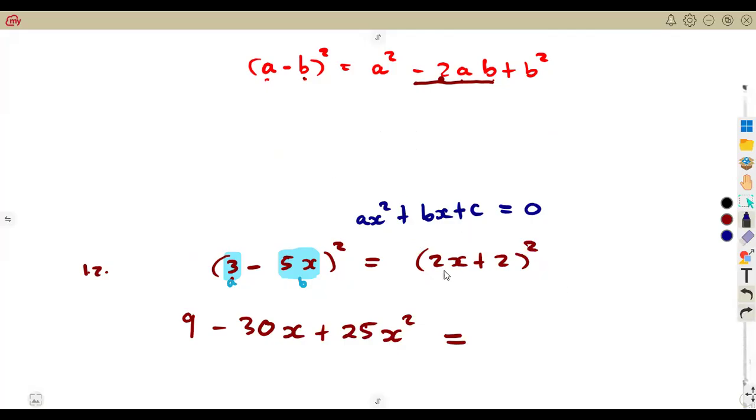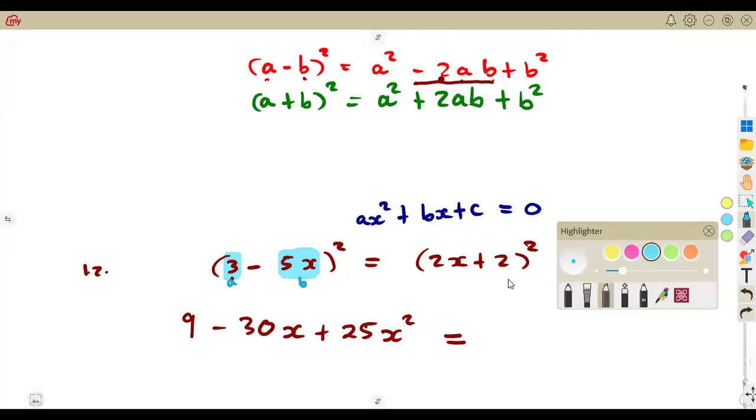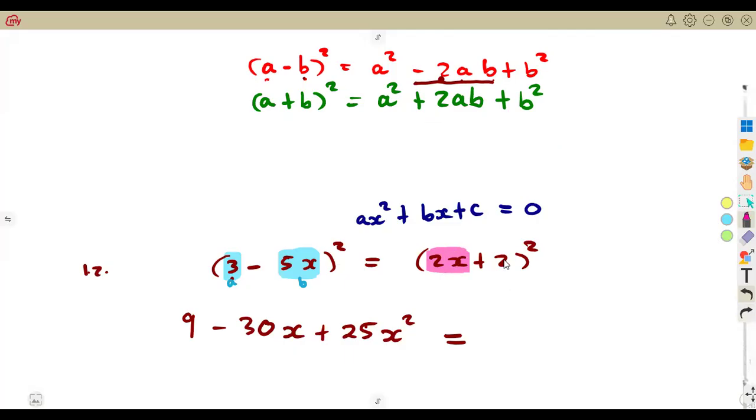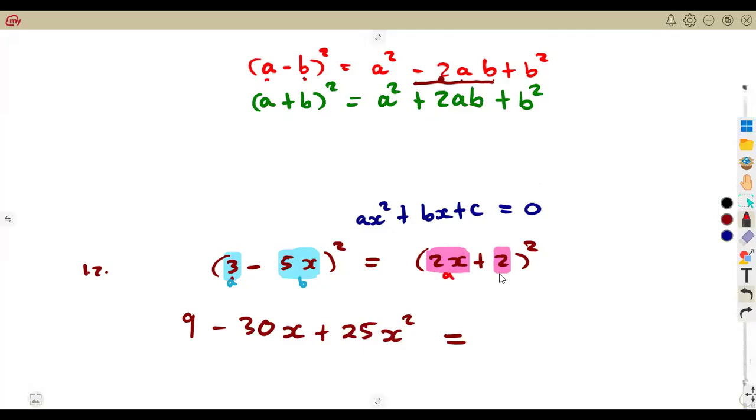Again, we use the identity, but this time there's a plus. So our identity, when it is a plus, what does it state? All right, when there's a plus, (a plus b) squared is equal to what? A squared plus 2ab plus b squared. That is the first term squared plus 2 times the first times the last plus the last term squared. Just like that. This is your identity. If you know this, you're not going to struggle because you understand that the A is 2x. The B is 2. This is what we have according to our question. This is our A. This is our B.